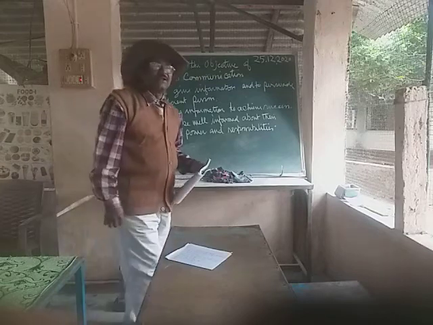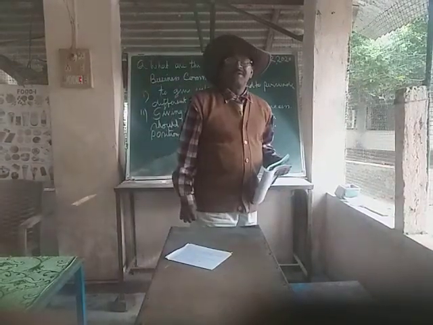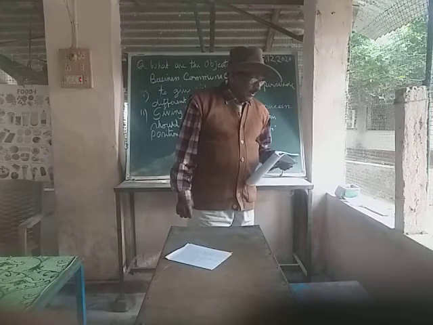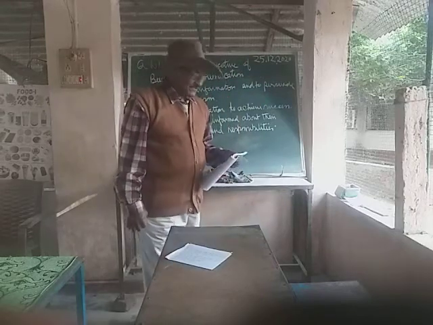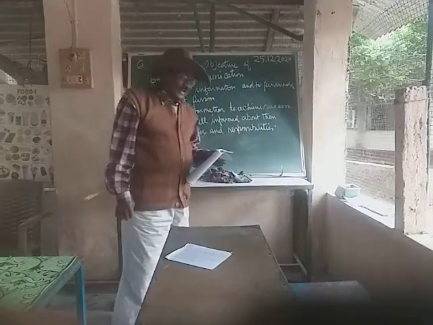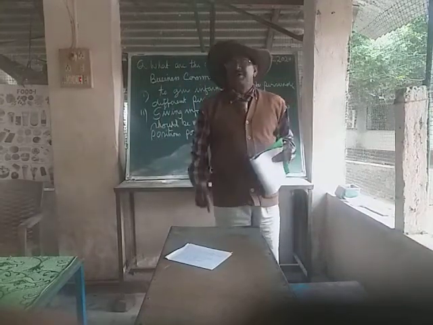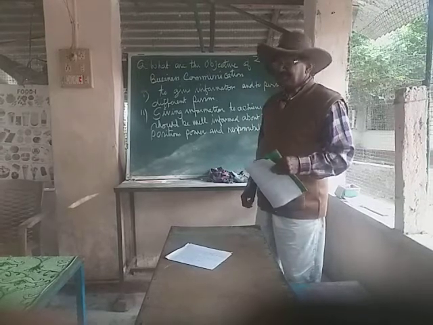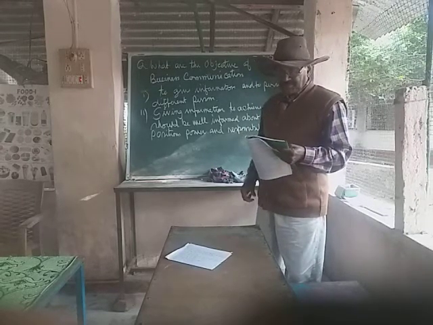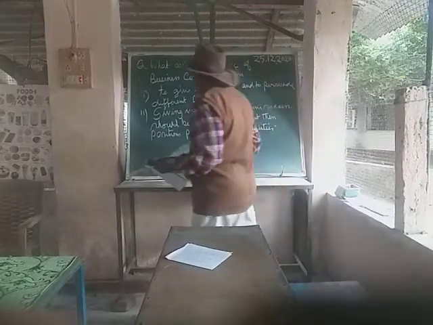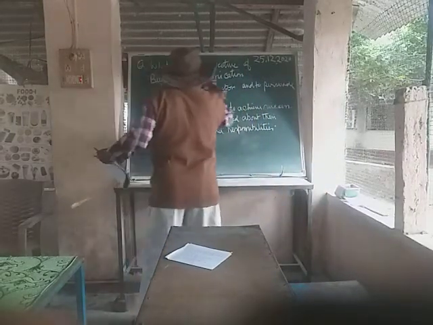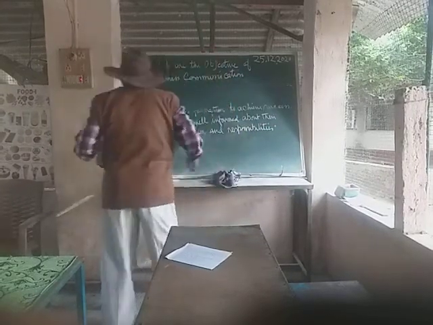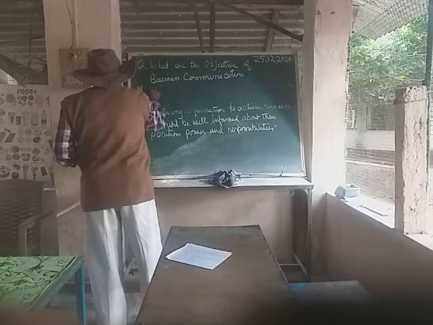Information can be obtained from past records, books, journals, newspapers, government publications, seminars, conferences, exhibitions. All these are included in business communication. Third point is persuasion. Point number 3, persuasion.